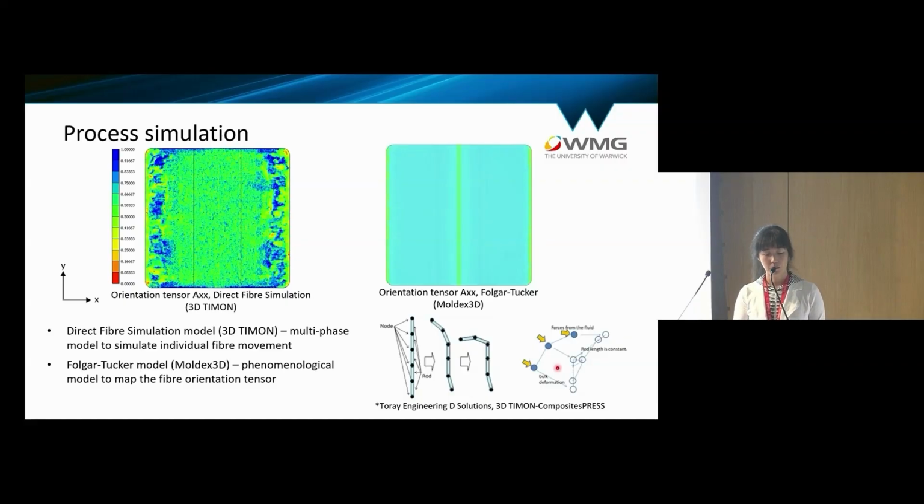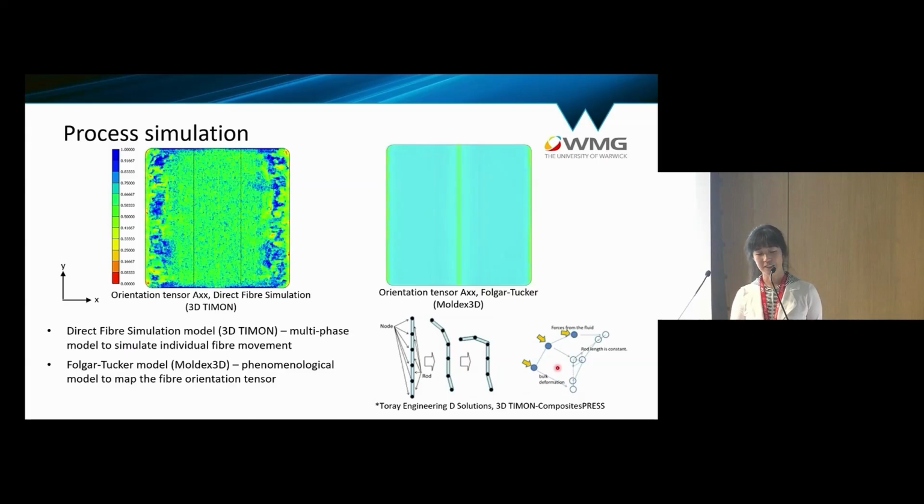The other one is a more old-fashioned model called Folgar-Tucker. It's a phenomenological model. There are quite a few other models of this type where you don't actually model individual fibers, but instead you use a function called fiber orientation tensor. It means the probability of fiber alignment in a certain direction. So you calculate the fiber orientation tensor on an element by element basis, and you generate a map of fiber orientation tensor rather than getting a physical distribution of fibers.